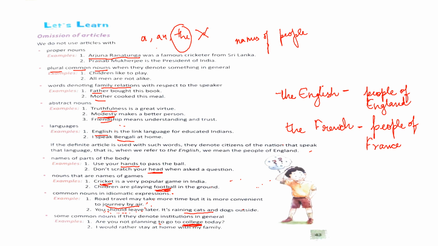"I would rather stay at home with my family." Here, home is denoting an institution in general, right? So you're not talking about anything specific, so you will not use any articles here as well.